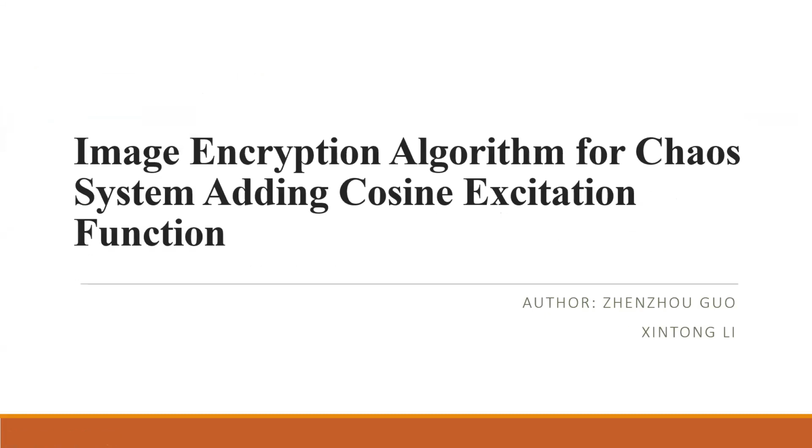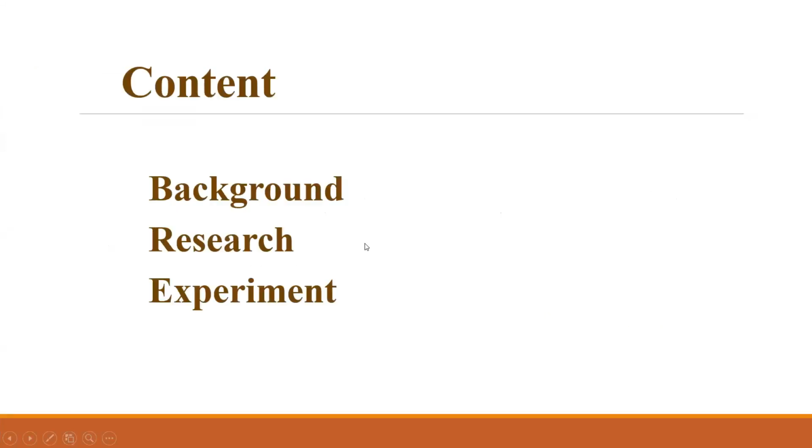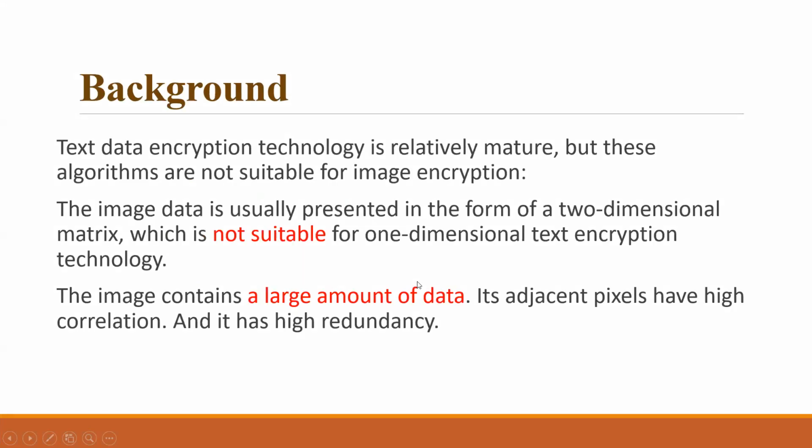The title of my paper is Image Encryption Algorithm of Chaotic System Adding Cosine Exciting Function. I will introduce my paper from three aspects. They are background, research, and experiment. The first is the background of the research.